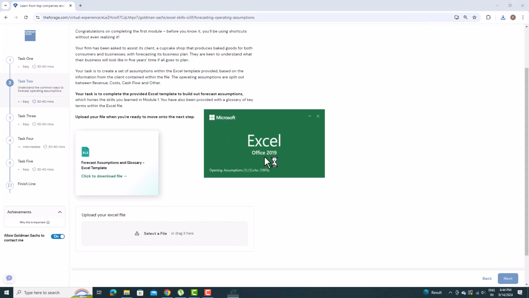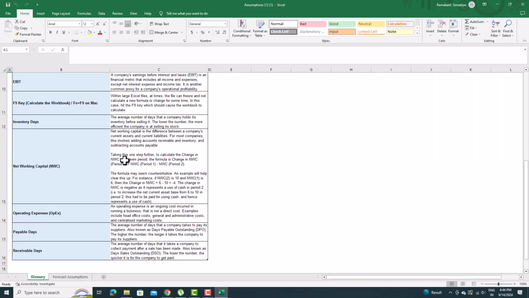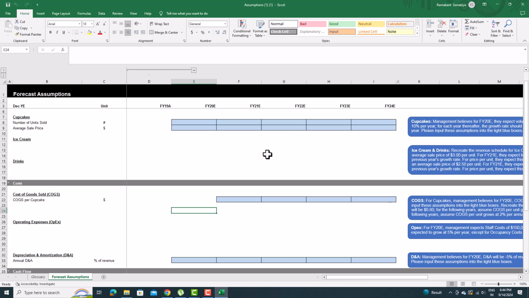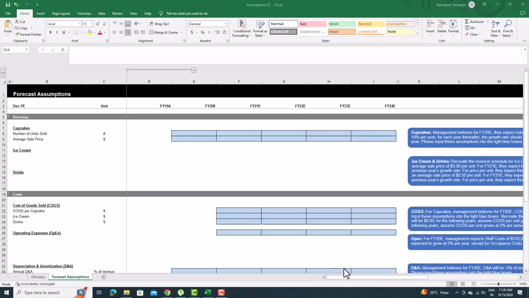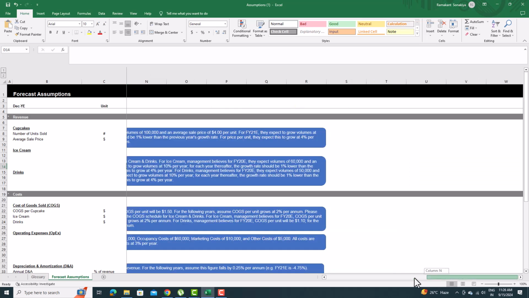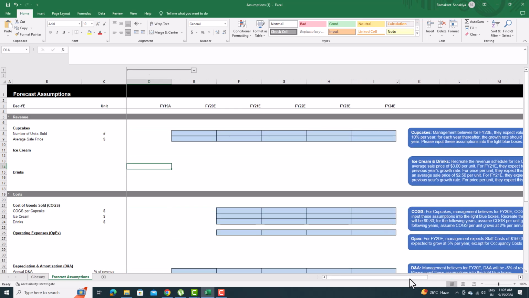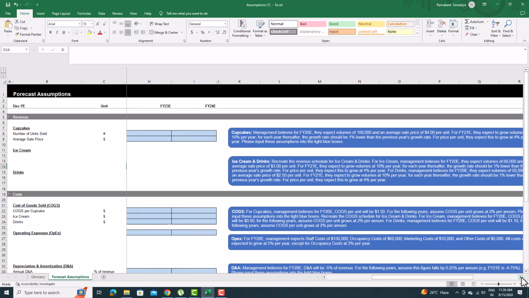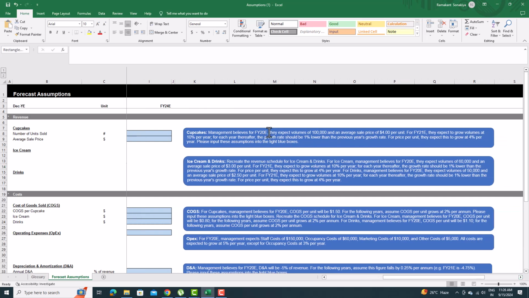In this task, you need to fill up the cells with the assumptions given. It's a relatively simple task, as you just need to fill out the values in the Excel file. Key assumptions are given on the right side of the sheet. For example, for FY20E, Cupcake expected volume is 100,000 with an average sale price of $4 per unit.